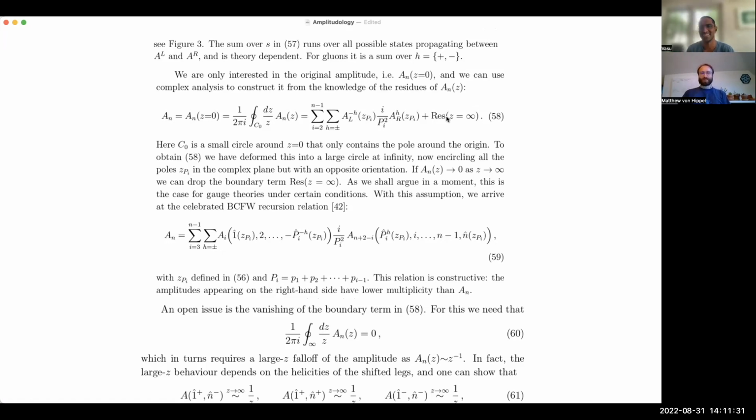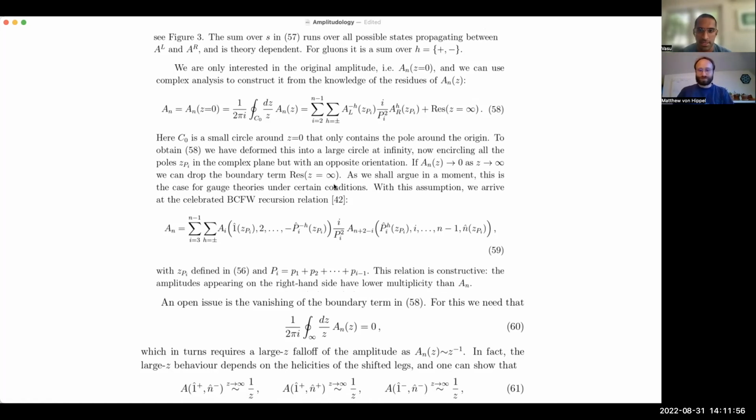Okay, great. Some theories are BCFW constructible, and some are not. The theories that are BCFW constructible are ones where you have some argument that this vanishes. Cool. And that basically requires that A_n of z goes to 0 as z goes to infinity, which is when you can basically drop that.